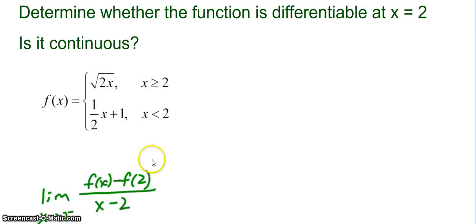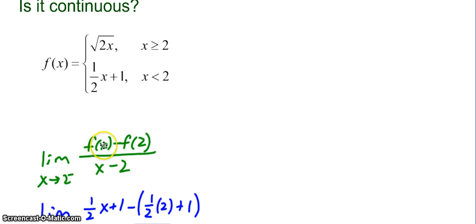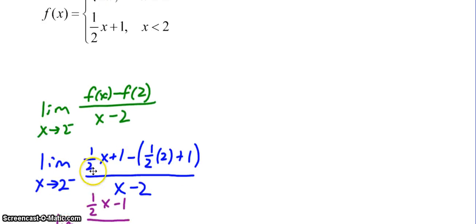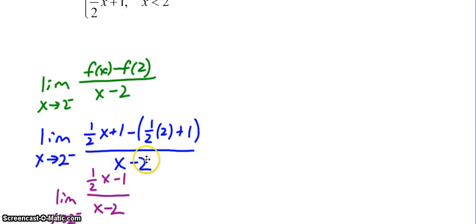A bunch of one-sided limits. Alright, so I have this piecewise function. First I did the limit as x goes to 2 from the left. Which one of these pieces includes 2 from the left? That's this piece. So the limit as x goes to 2 from the left of f of x minus f of 2 over x minus 2 is the limit as x goes to 2 from the left of 1/2 x plus 1 minus 1/2 times 2 plus 1, over x minus 2.